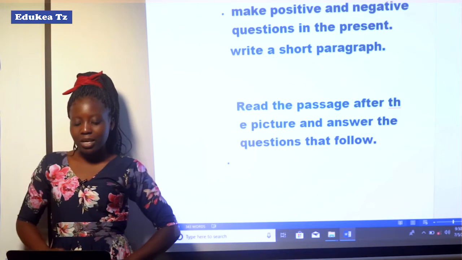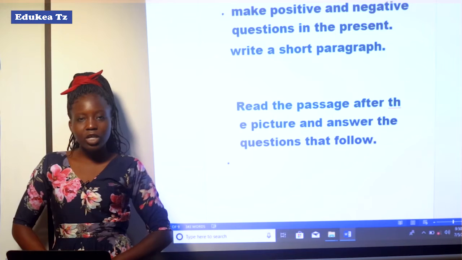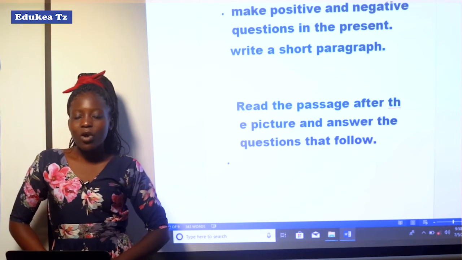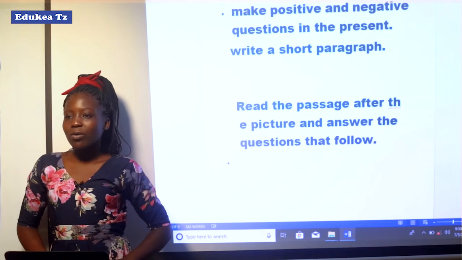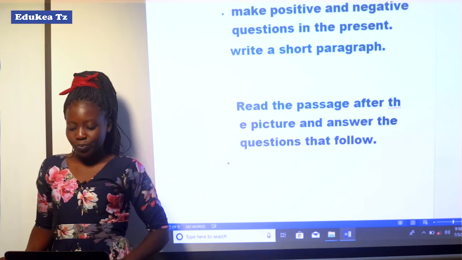We are starting by saying: read the passage after the picture and answer the questions that follow. So we are going to look at the pictures, and after the picture we read our passage and also we'll answer the questions which will follow after this passage.